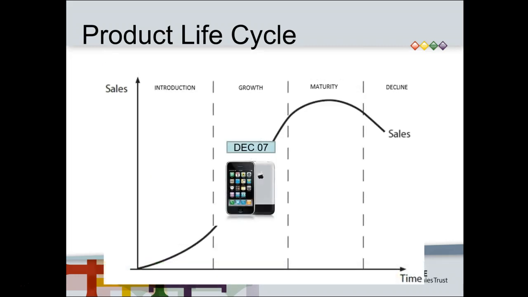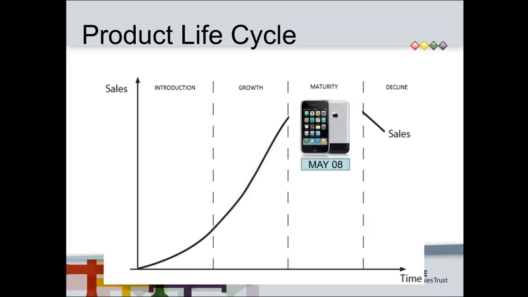By December 07, it was in the growth phase. People were telling each other before Christmas. People had had them for a couple of months. People would see them about in friendship groups. And then by the May of that year, the following year, sorry, May 08, everyone was talking about it.